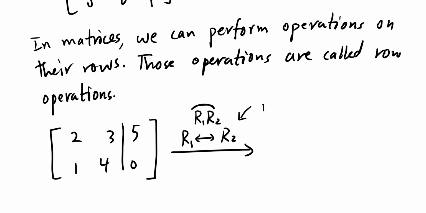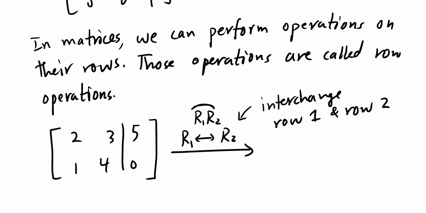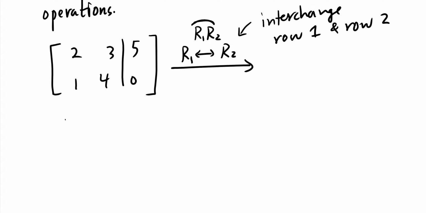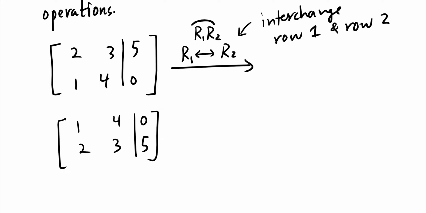So this means interchange row 1 and row 2. That's what this means. So how do I interchange them? This means row 1 becomes row 2 and row 2 becomes row 1, like that.